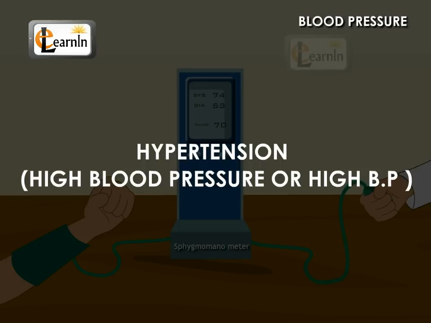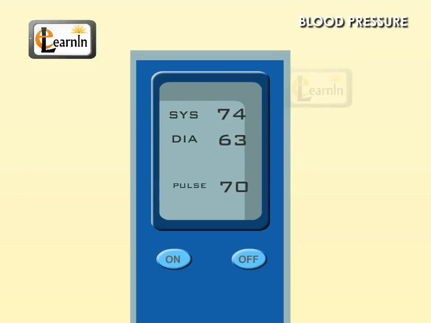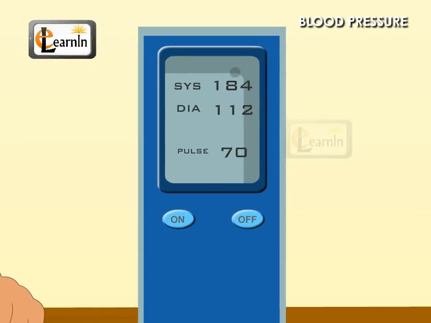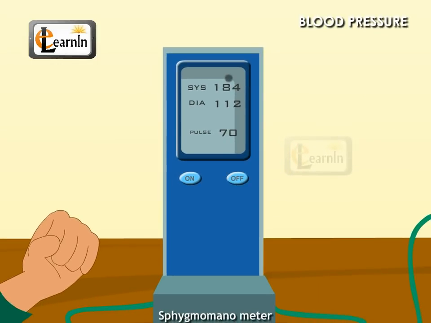Hypertension or high blood pressure. In some people, the blood pressure will be very high, more than the usual 120/80. Such a condition is called hypertension, usually called high BP.